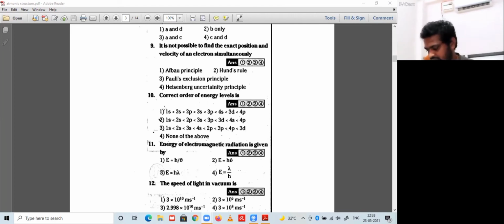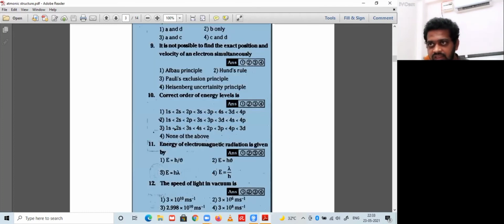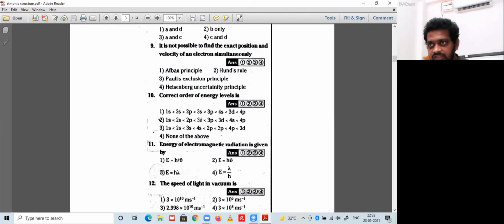Correct option he is asking now, question number 10. And the second option is, correct option is first option only. Why? Because 1s, 2s, 2p order is correct now. See, in the second option, 1s, 2s, 2p, 3s, 3p, 3d, 4s, 4p. Here the order is missing.